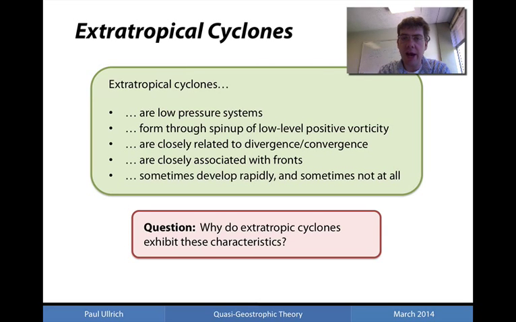They're closely related to divergence and convergence. Recall from previously that divergence and convergence drive vertical motion, and extratropical cyclones have large vertical motion in their interior, which are responsible for driving a lot of the vorticity associated with these storms. They're closely associated with frontal activity, namely cold and warm fronts and occluded fronts, as we'll see, and they sometimes develop rapidly and sometimes not at all, very much dependent on local weather conditions. So in order to get a better grasp on how exactly these phenomena behave, we're going to explore these in detail.